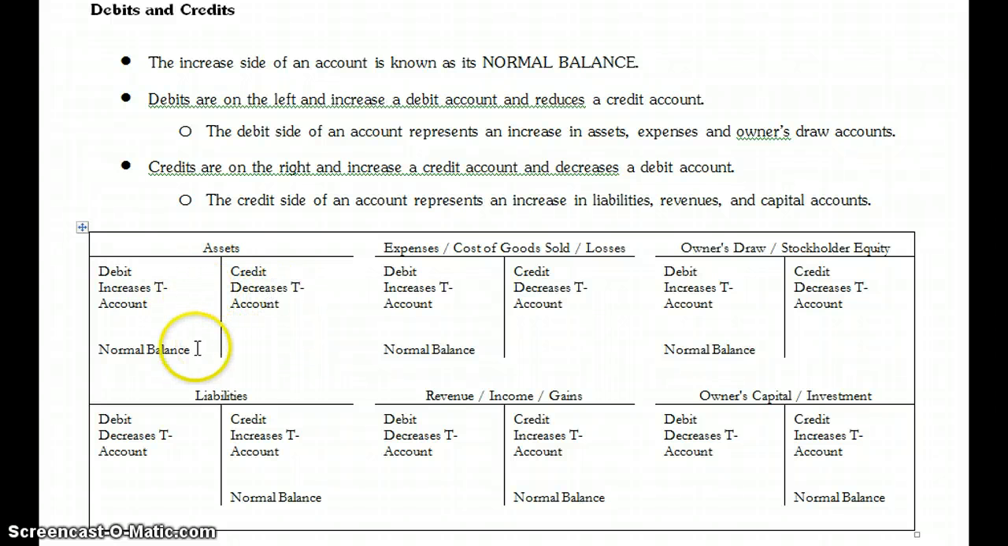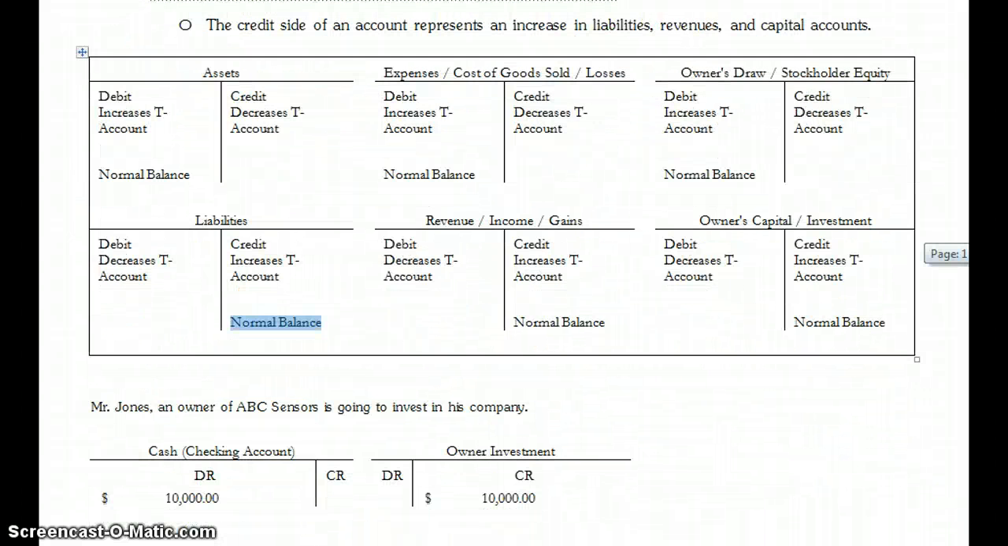Just remember that a normal balance is going to be a debit for these up here, and a normal balance for these accounts is going to be a credit. I do have an example for you to show you how this is going to affect a T account.